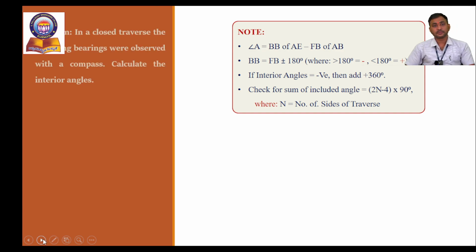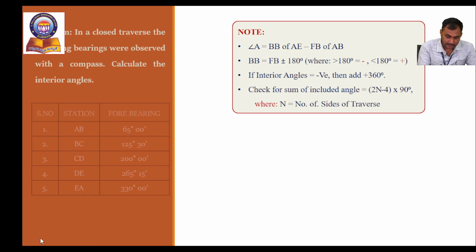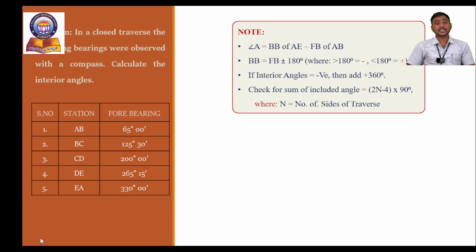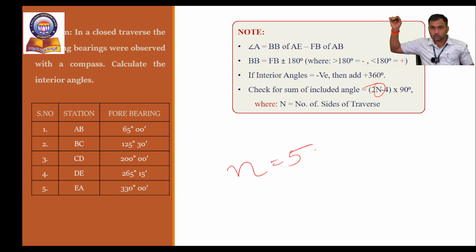So the question: in a closed traverse, the following bearings were observed with a compass. Then calculate the interior angles. Right. So how many stations have they given? Five stations, n equals 5. So already we got 5. What are those stations? From A to B, next B to C, next C to D, next D to E, next E to A.